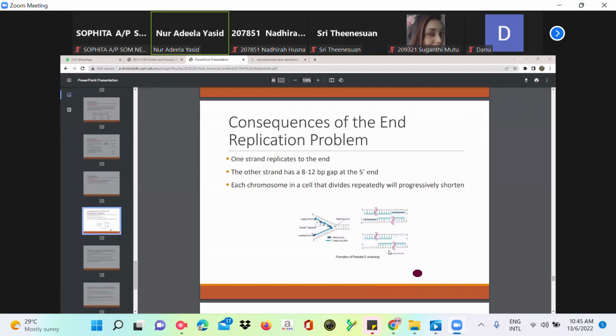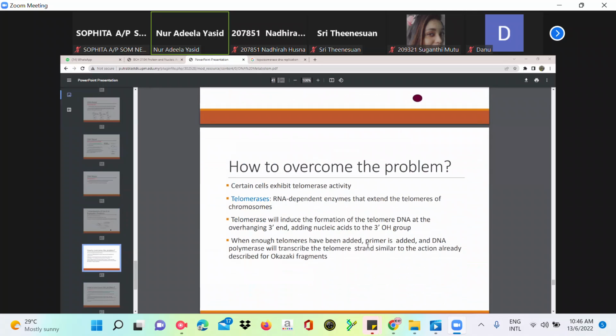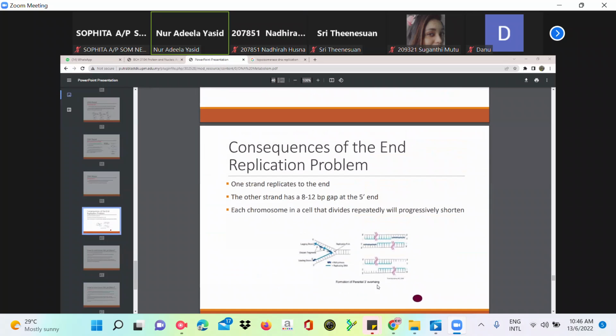Because DNA polymerase tak boleh nak synthesize dekat extreme 5' end. So dia akan ada overhang 3' end kat sini. So dekat sinilah telomerase. Dia akan help the formation of telomere DNA dekat overhanging. Telomere ni akan disynthesize oleh telomerase dekat 3' overhang. Faham tak? Bila DNA polymerase tak boleh synthesize dekat extreme 5' end, dia akan ada overhang dekat 3'. So telomerase helps to synthesize telomere dekat 3' overhang.